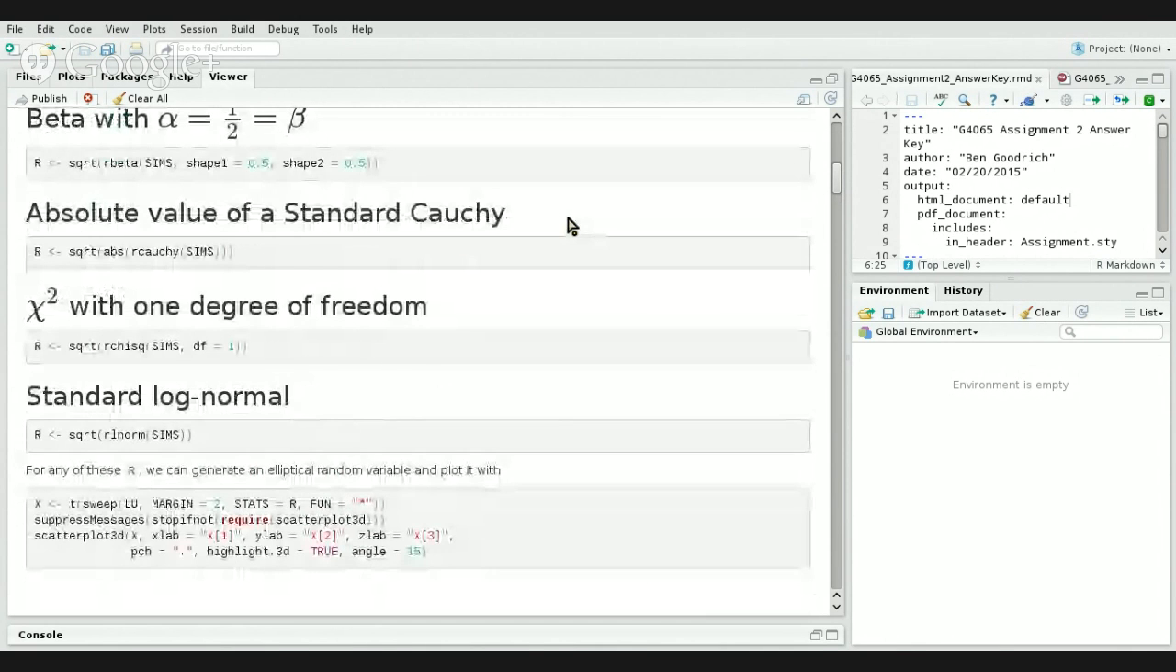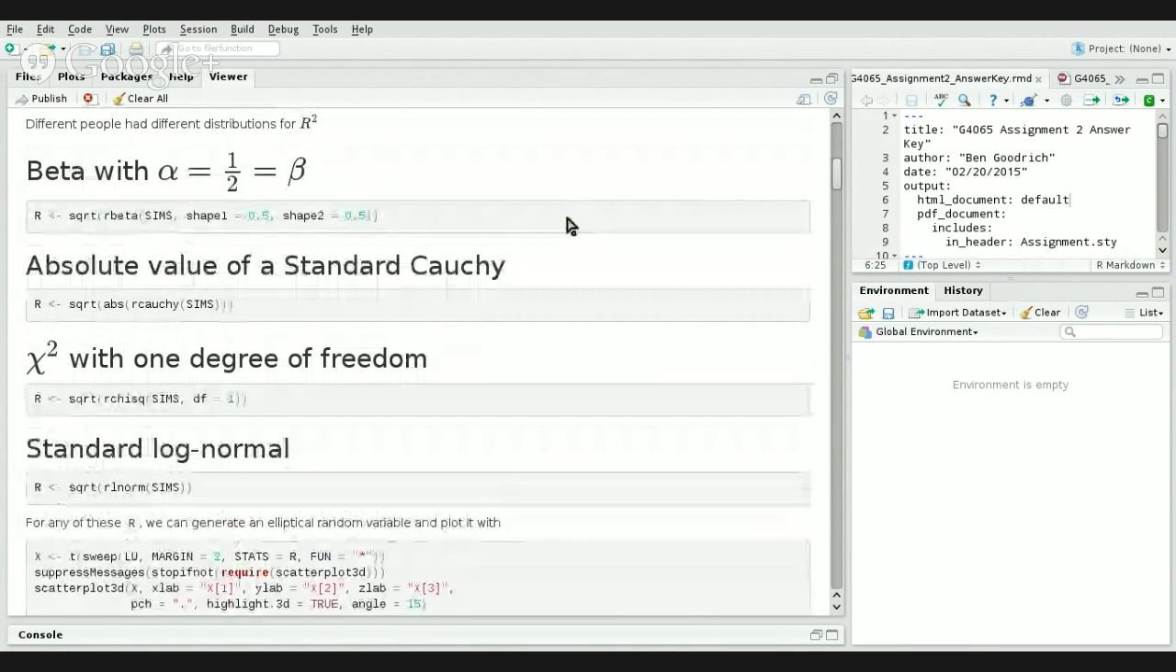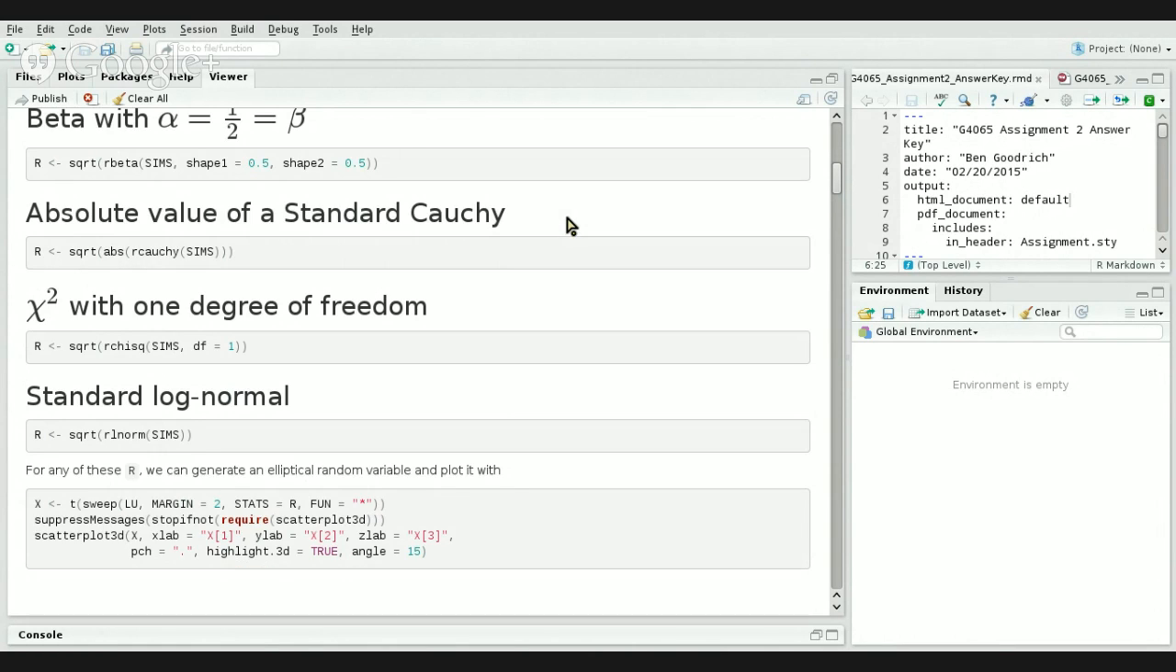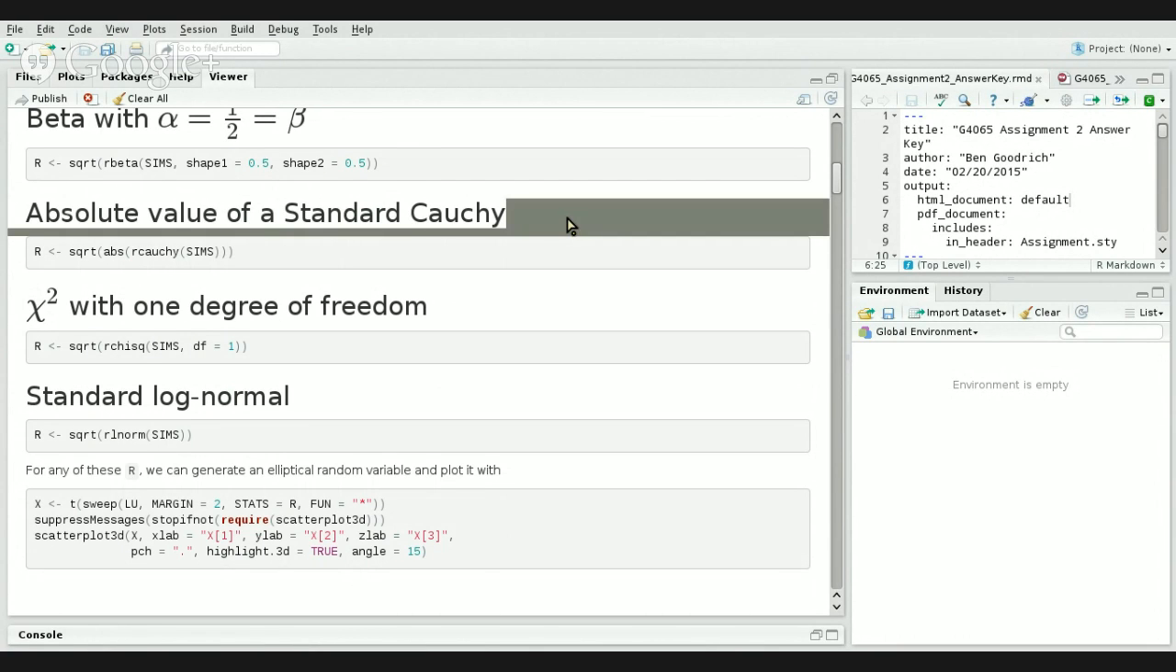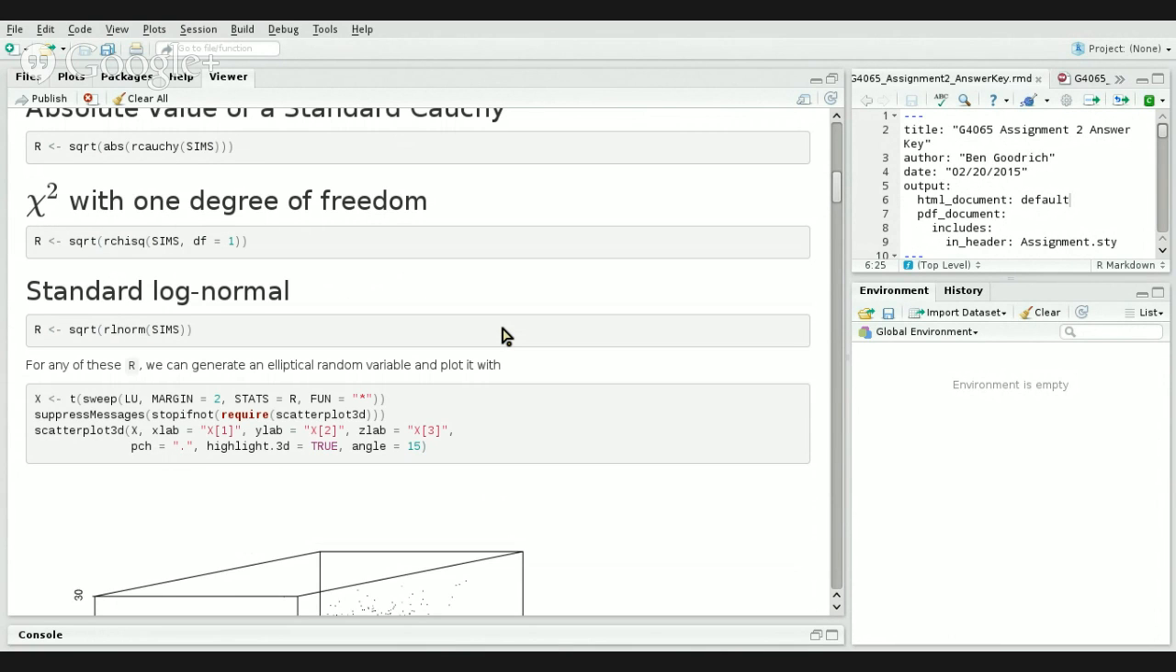Then different groups had different distributions for the squared radius. In general, any positive distribution on a positive sample space would be a candidate for the squared radius. So some groups had a beta distribution with parameters equal to 1/2. So you just draw from a beta distribution with those parameters. That gives you R squared. Take the square root of that. That gives you R. Similarly, other distributions: absolute value of a standard Cauchy, chi-squared distribution with 1 degree of freedom, standard log normal distribution. It's all basically the same process.